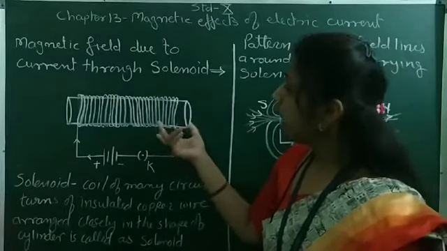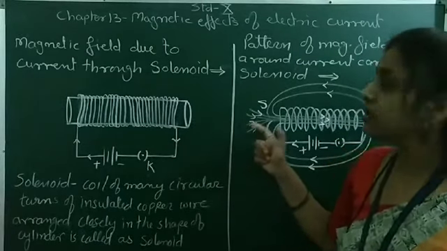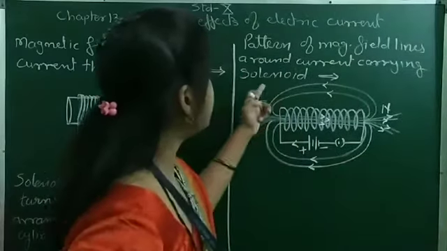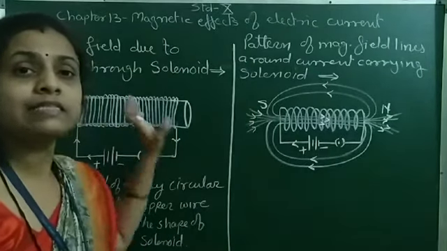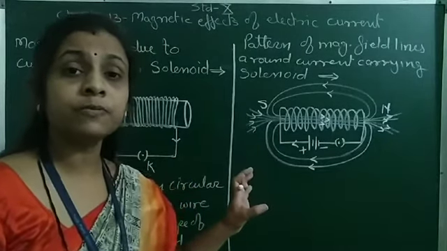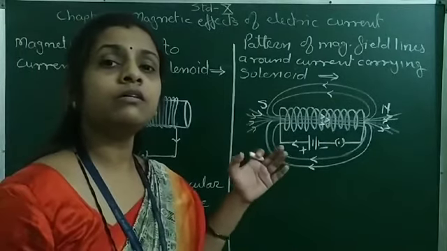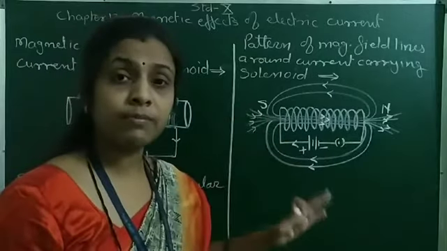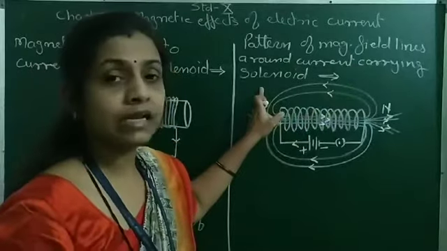So how do the magnetic field lines form when current flows through the solenoid? Let us see the pattern of magnetic field lines around a current carrying solenoid. As we have already seen, the magnetic field produced by a solenoid is similar to the magnetic field produced by a bar magnet, and therefore the pattern of magnetic field lines is also the same. The magnetic field lines produced by a bar magnet are similar to the pattern of magnetic field lines around the current carrying solenoid.